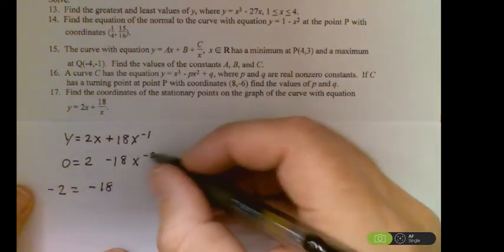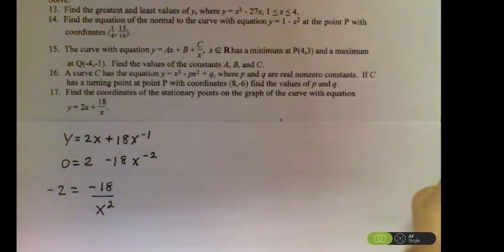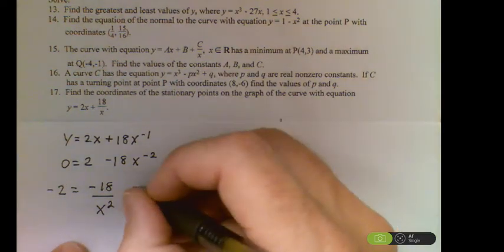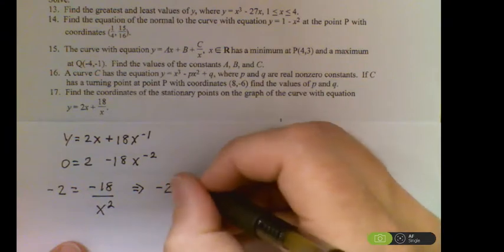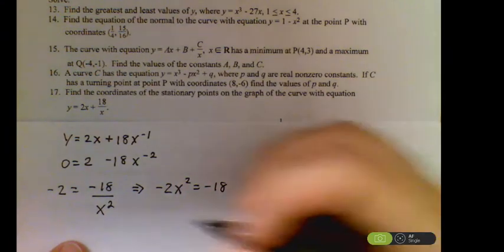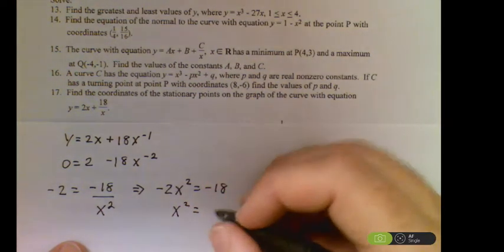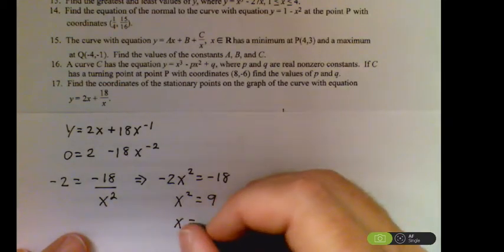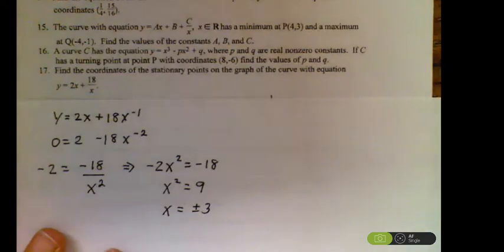And for this, I'm just going to put that x on bottom. So it looks like this. I would then multiply my x squared over to the left, which is going to give me this look right here. And obviously I could divide both sides by negative 2. So we come out with two potential solutions here, plus or minus 3. Don't forget the plus or minus, that's important.